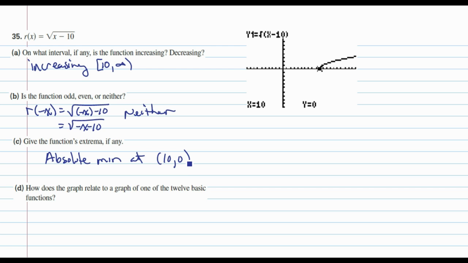Part D, how does the graph relate to the graph of one of the 12 basic functions? Well, I can see the basic function in there is y equals square root of x. And I know, because I'm starting to memorize these functions and what they look like, that the square root of x is going to look something like this. So the square root of x minus 10 looks like it's just shifted over to the right 10 units.